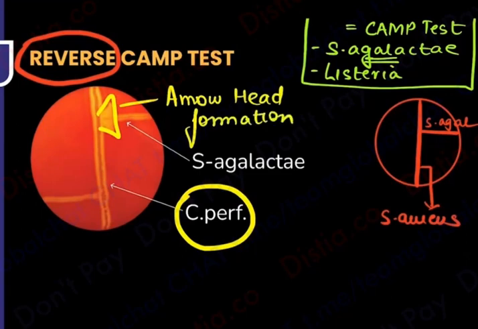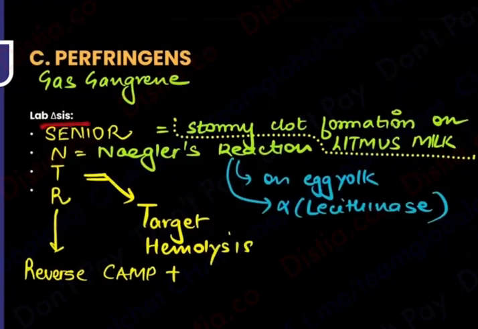So what I realized is whether it is the CAMP test or the reverse CAMP test, the long axis line, the horizontal line, is going to be gala, because gala time means lying down. So gala, agalactiae, is always lying down. Who is standing up is going to change. In the CAMP test, it is the aureus that is standing, and the reverse CAMP test is for Clostridium perfringens. So that is the one that is standing over here. I hope that is okay because that wraps up senior NTR: stormy clot formation, Nagler's reaction, target hemolysis and reverse CAMP test. Perfectly done. And that means we are done with our story of Clostridium.